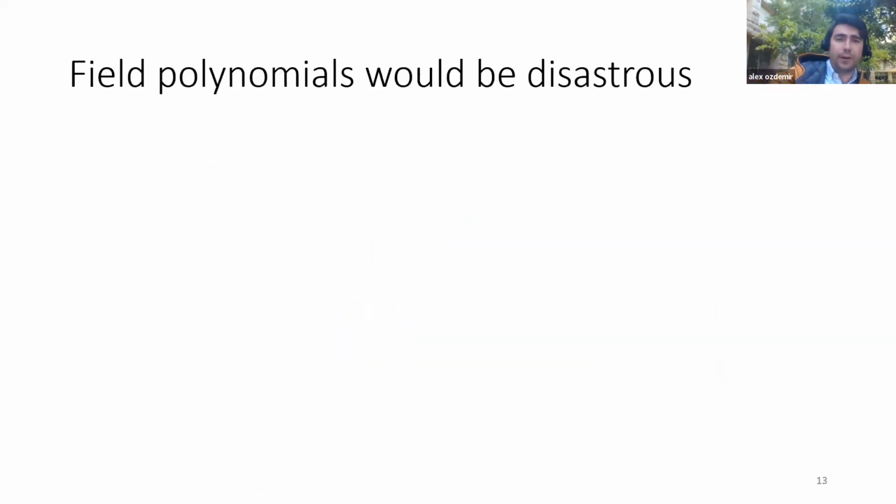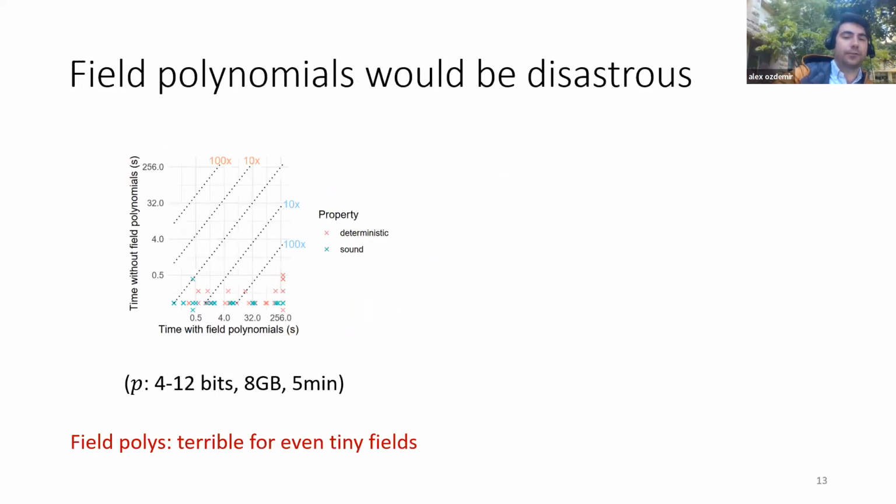One other thing I want to touch on is what happens if we were to use field polynomials. It turns out this just goes very badly. Here, we're looking at benchmarks that have an artificially small prime, a prime that's only like 4 to 12 bits. And we're seeing that already the field solver is much worse with field polynomials. On the x-axis, we have how long it takes to solve problems with the field polynomials included. On the y-axis, we have our actual solver. And we're seeing that problems that the actual solver could handle in less than half a second sometimes take the solver with field polynomials minutes to solve. And this is only for a prime of like 4 to 12 bits.